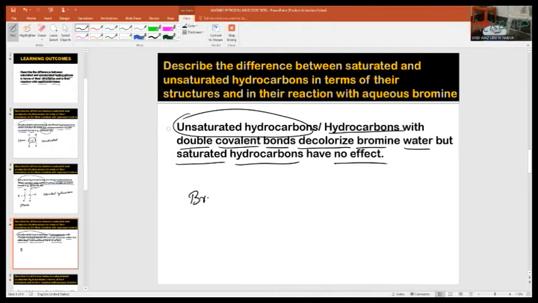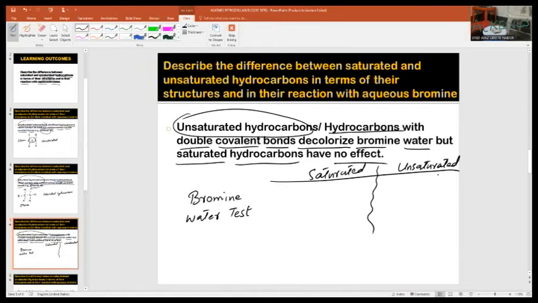Bromine water test. You can either take saturated or unsaturated hydrocarbons or organic compounds. Saturated have no effect. Unsaturated decolorize. No effect, while unsaturated decolorizes.